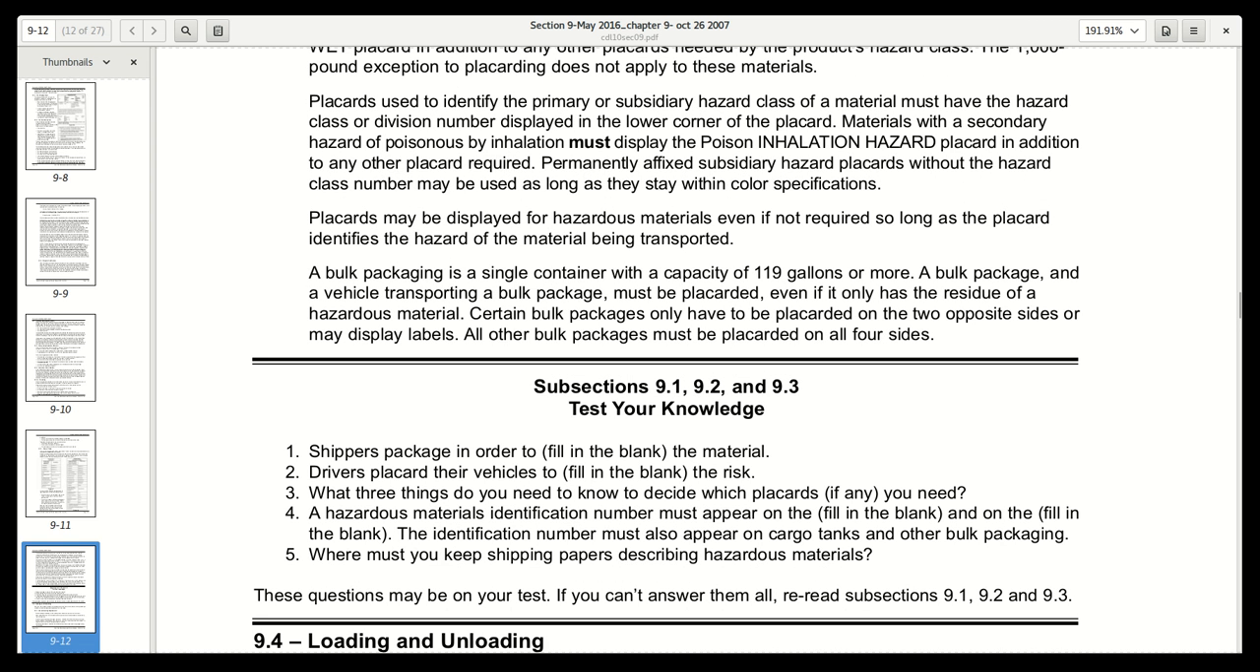A bulk packaging is a single container with a capacity of 119 gallons or more. A bulk package and a vehicle transporting a bulk package must be placarded, even if it only has the residue of a hazardous material. Certain bulk packages only have to be placarded on the two opposite sides or may display labels. All other bulk packages must be placarded on all four sides.